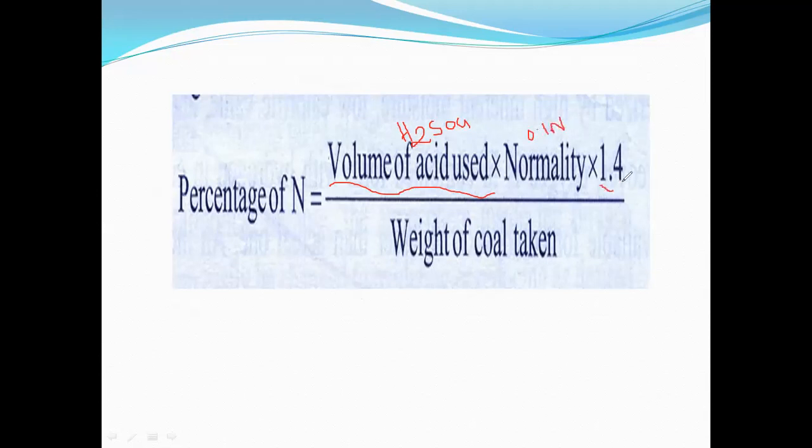Then 1.4 is known to be that nitrogen atomic number is equal to 14, and nitrogen atomic number 14 divided by 100. Actually it is 14 by 100, directly given. The sample should be prepared for 100 ml. Do 14 by 100. That is going to be the 1.4, right?